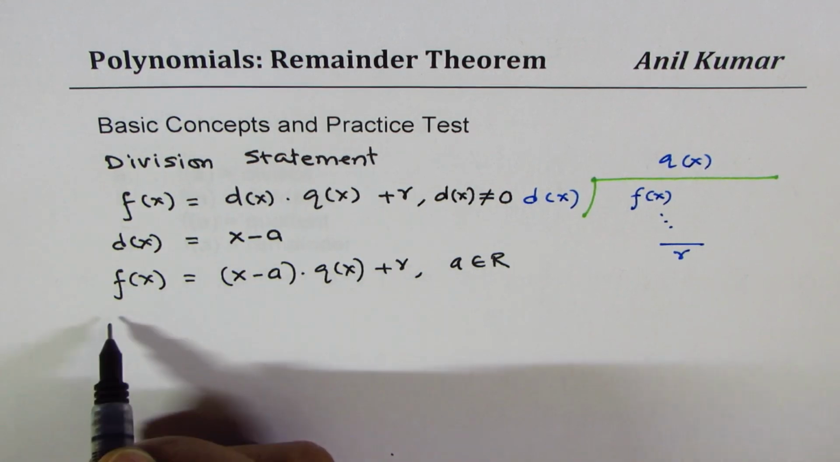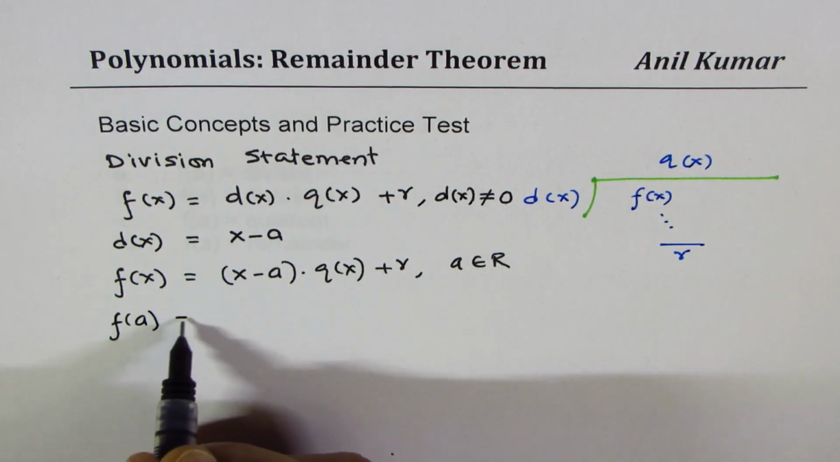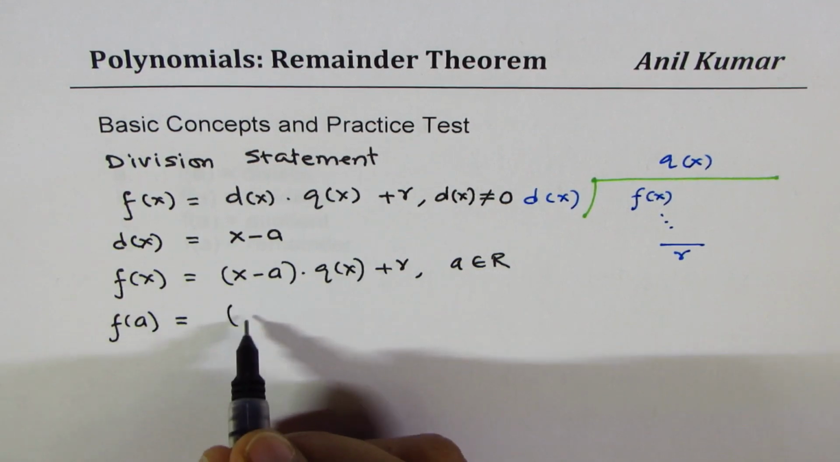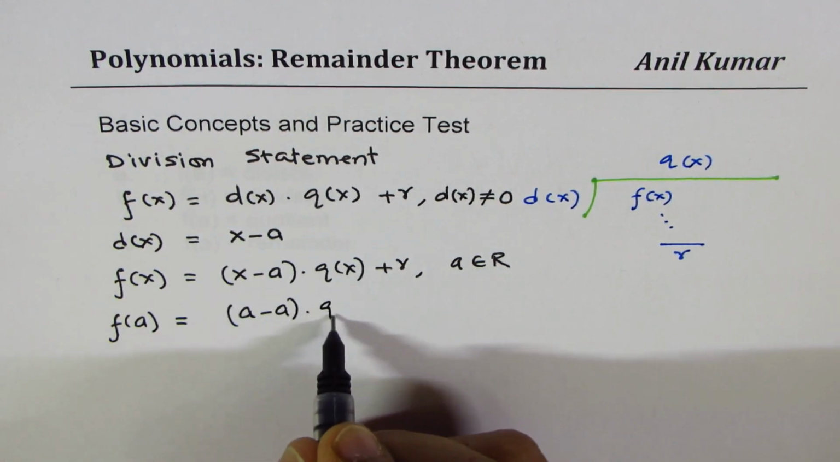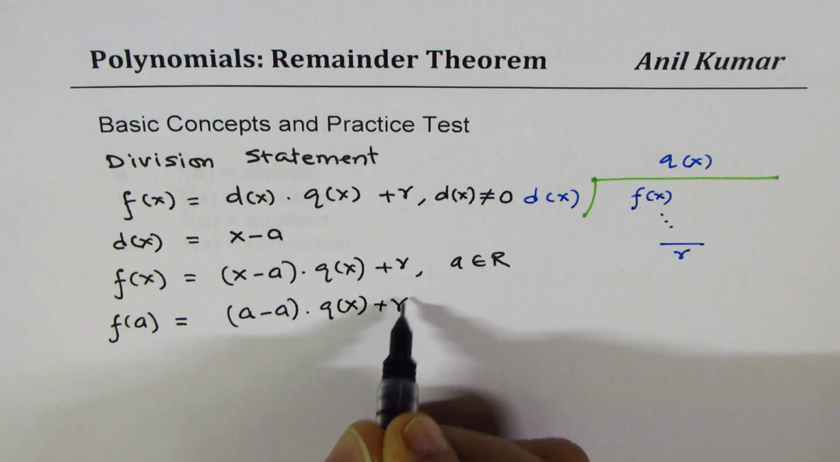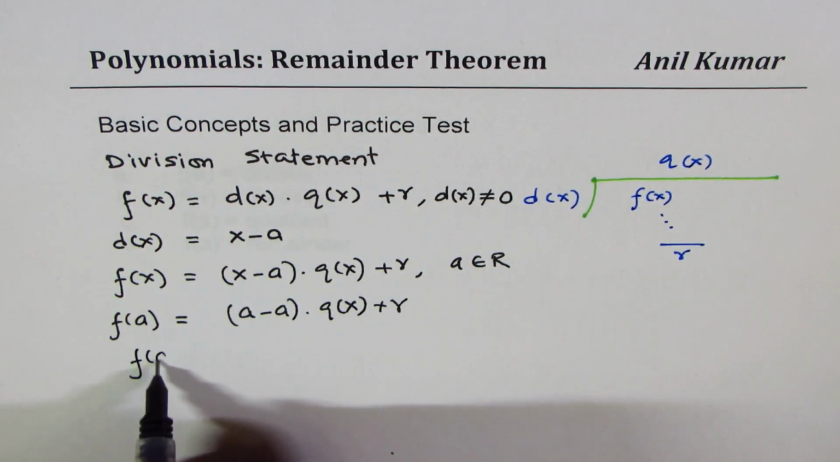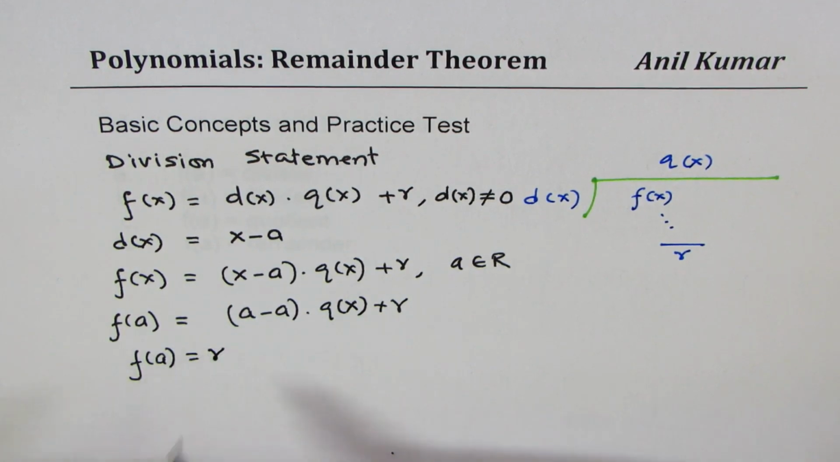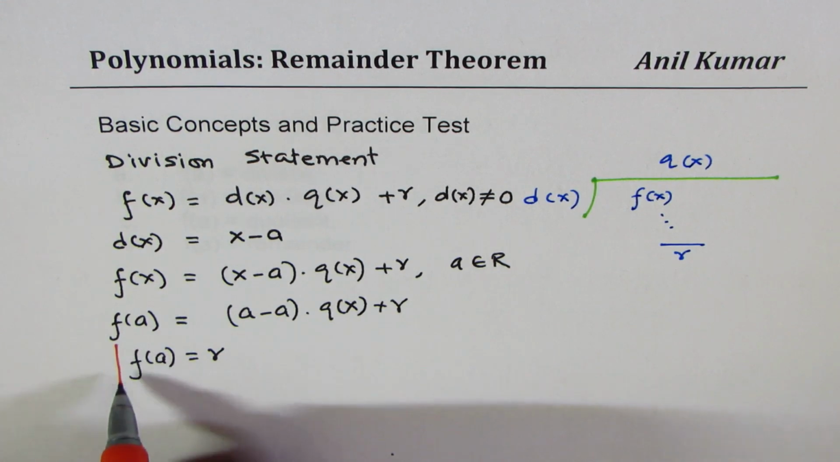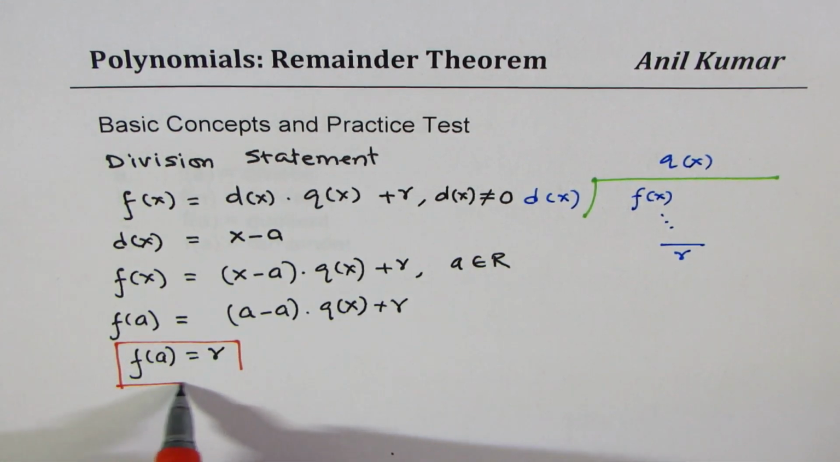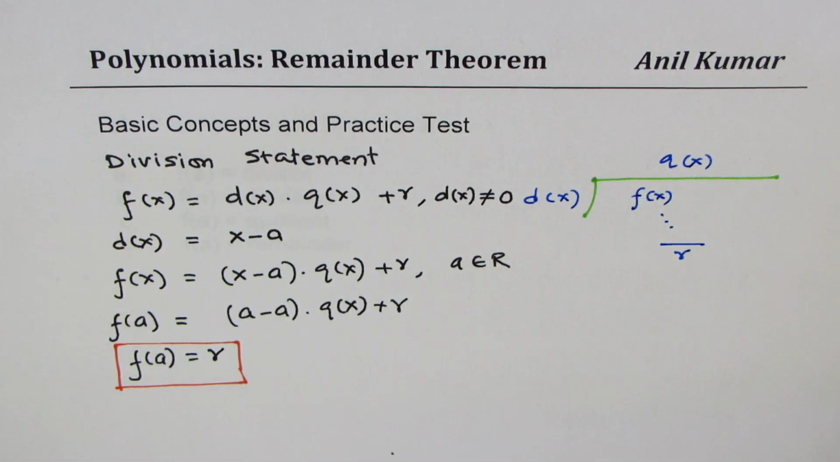Okay. Now, what is f of a equal to? If I substitute a here, I get a minus a times the quotient plus remainder. Now a minus a is 0, so basically we say that f of a is equal to the remainder r, right? So this is a very, very interesting and important conclusion. So what are we trying to say here? F of a equals r means what for us?